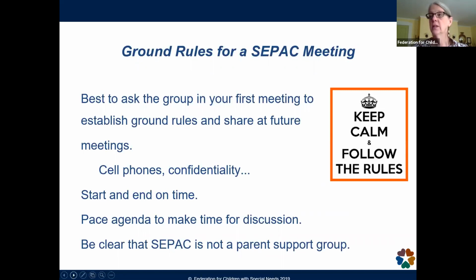So ground rules are really a nice way to get everybody on the same page. Maybe in the beginning, ask your group how you want to proceed. What are those ground rules? How do you share them at a future meeting? Do you have a policy about cell phones in a meeting, confidentiality? Those are great rules for a group to come forward to define, and then they'll own it a little bit better. Starting and ending on time is an overarching ground rule that respects people's time, pacing that agenda to make time for discussion so that there's enough time for everyone to have a portion of it.